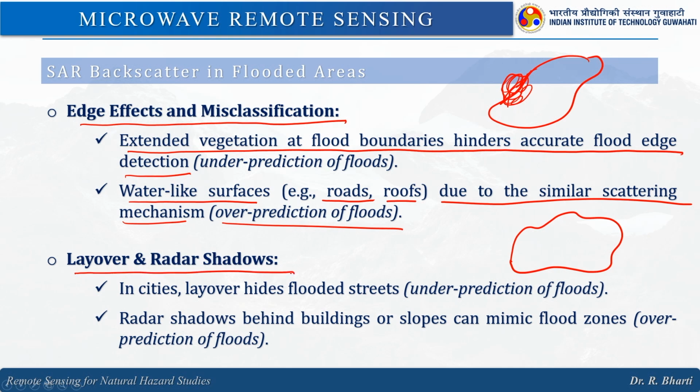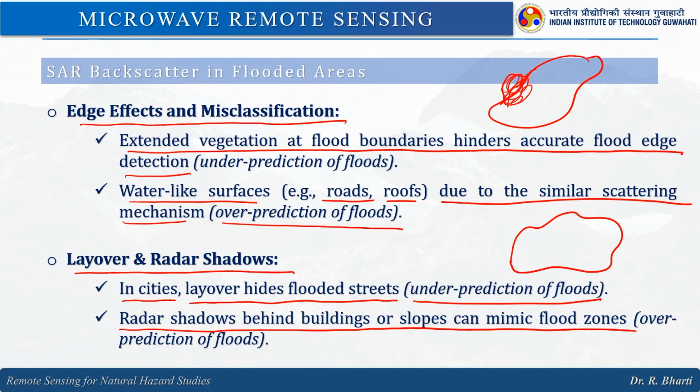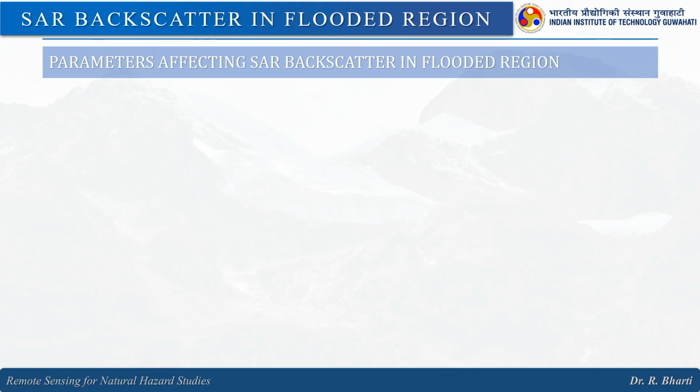Layover and radar shadow, that is another problem. In cities, layover hides flooded streets, leading to under-prediction of floods. Radar shadow behind buildings or slopes can mimic flood zones. Over-prediction can happen at this particular moment, right? Because if you see, this is the building and your sensor is here, it is looking at this particular area. So, this side will be the shadow zone, right? So, here you will be estimating it, but this estimation can lead to overestimation of the area, right.